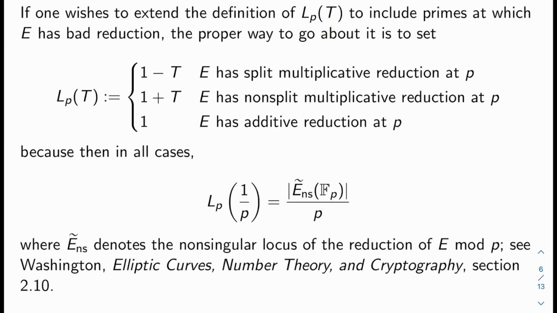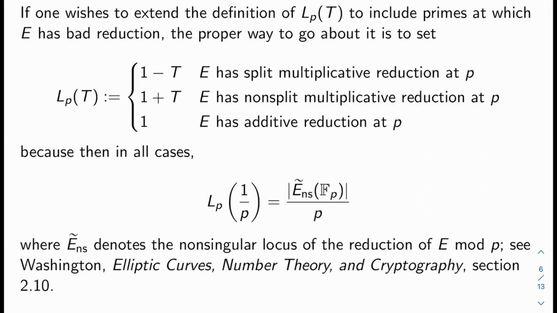So if you want to extend the definition of the local L factor L_p(t) to include primes at which E has bad reduction, the proper way to go about it is to set L_p(t) to be 1 minus t if E has split multiplicative reduction at P, 1 plus t if E has non-split multiplicative reduction at P, and 1 if E has additive reduction at P. There are various reasons this is correct.